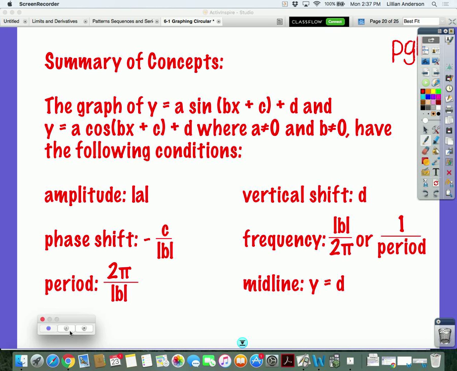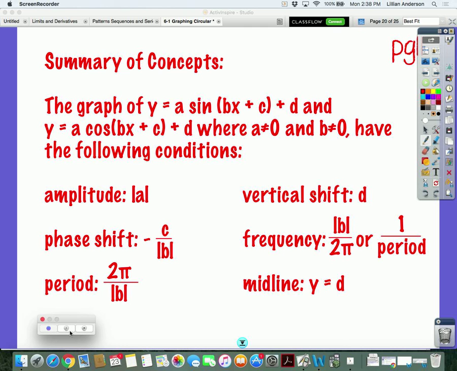All right, so starting on page 11, I think it would be a good time to put the summary of everything that we basically just talked about. So your summary of the concepts we have talked about when it comes to graphing, or looking at the graph of, a trig function. So the graph of y equals a sine(bx plus c) plus d, as well as for cosine, where a, of course, does not equal 0 and b does not equal 0 as well. We have the following conditions, okay?